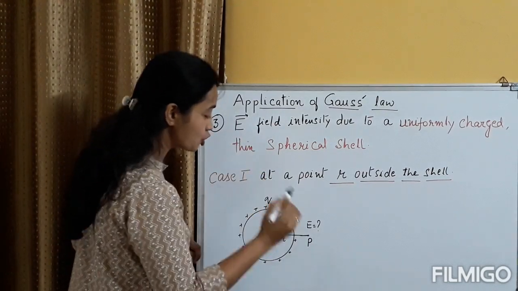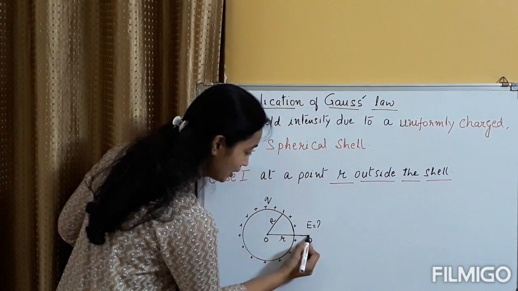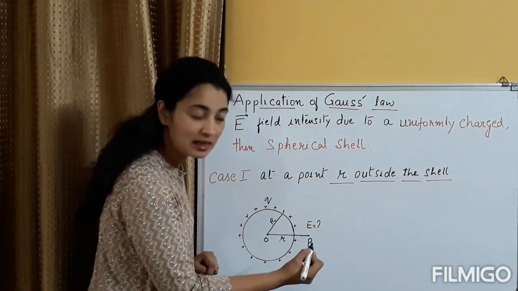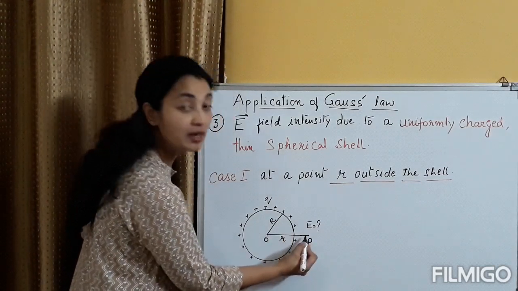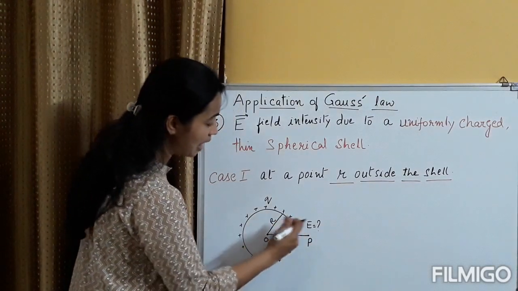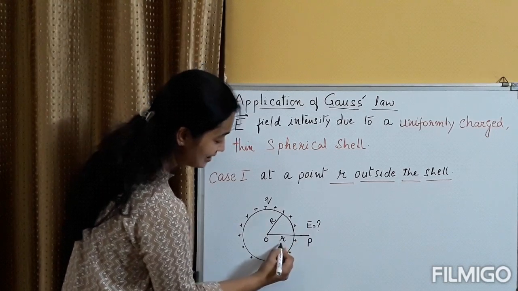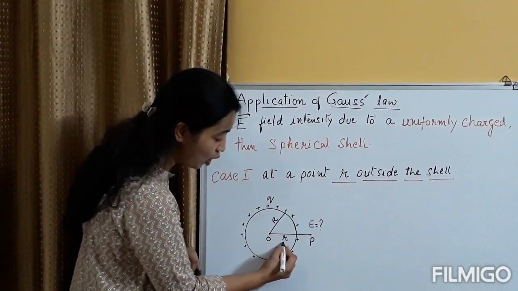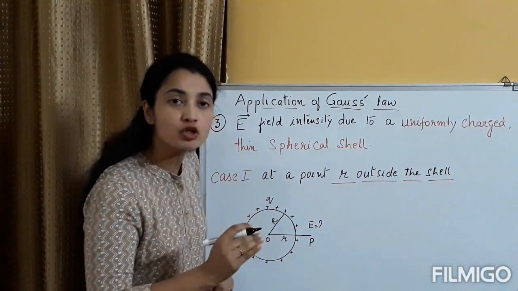Now what are we supposed to find out? As usual, P is our observation point. Where is it lying? Outside the spherical shell. Somewhere outside the spherical shell at a distance small r. We have the observation point at small r. And what are we supposed to find out?